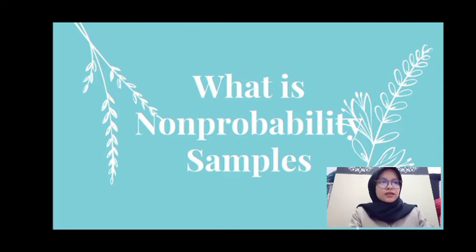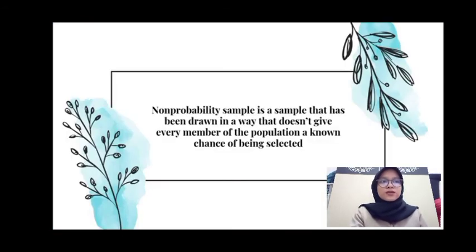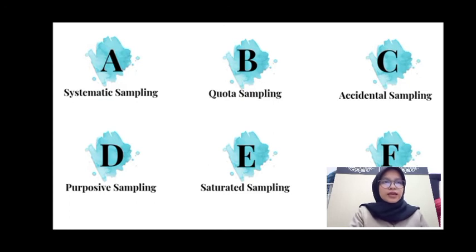Okay, next is what is non-probability samples? Non-probability samples is a sample that has been drawn in a way that doesn't give every member of the population a known chance of being selected. So here A, the systematic sampling. The systematic sampling is a sampling technique based on the sequence of members of the population who have been given serial numbers.